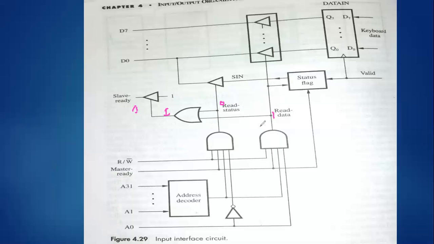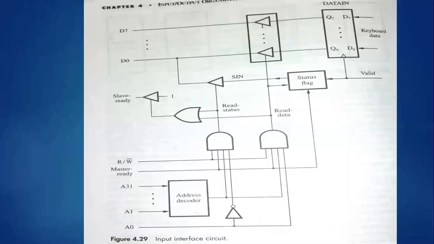So the complete information available in the data in will be transferred to this particular parallel line, and finally that will be received by your processor. So this is how master ready, read bar write, address, slave ready, read status, and read data lines will be working together, so that the data residing in the data unit will flow towards the processor. Very simple.